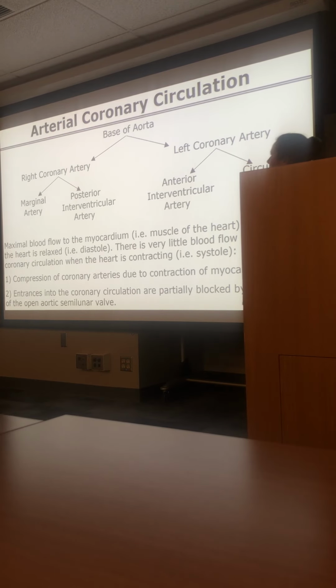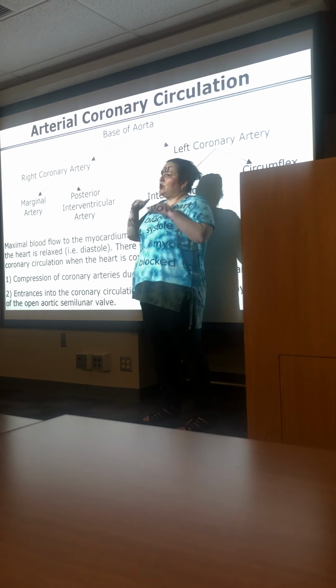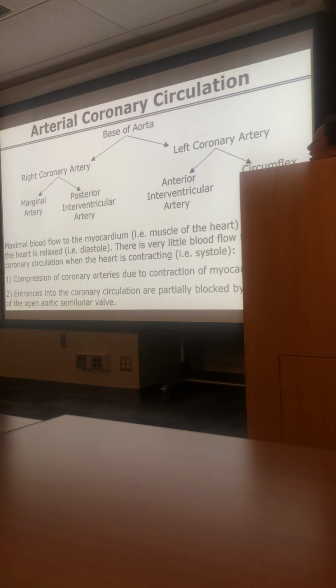As I mentioned, the entrances into these two arteries are so close to the base of the aorta that when the aortic semilunar valves open, they actually block the entrances into these two coronary arteries. So there's a point where you get maximal blood flow into the myocardium, the muscle of the heart, and that occurs when the heart's relaxed. There's very little blood flow going through the coronary circulation when the heart is contracting.